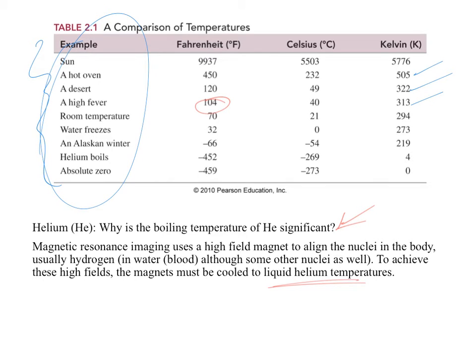A high field magnet aligns the nuclei in the body, typically the hydrogen in the body. Hydrogen is very prevalent in our body because hydrogen is in water. Water's H2O, and our body is almost all water. Our blood, for instance, full of water. To achieve these high fields, the magnets have to be cooled, however. They naturally want to be very, very hot. We've got to keep them very cool. In fact, they have to be so cold, they keep them cool with liquid helium and at liquid helium temperatures. Here's your interesting fact for this.